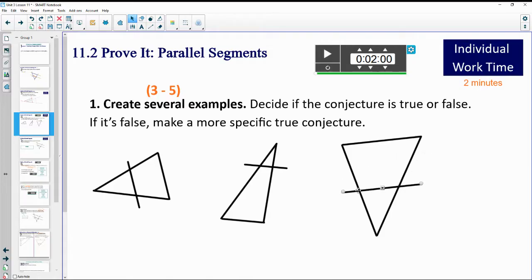And so now trying to determine, is our conjecture true or false? When we see that these lines are parallel, will we always have similar triangles? Decide if it's true or false. If you thought it was false, make it more specific. So it seems like it's true. If you did out here, you'd have to have extended the sides of the triangle. So if this had been your original triangle and you moved the segment out here, you just extended these sides to get parallel lines, but it appears to be true.